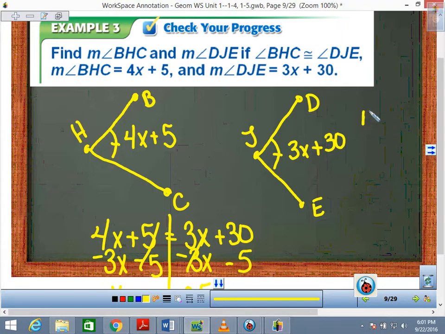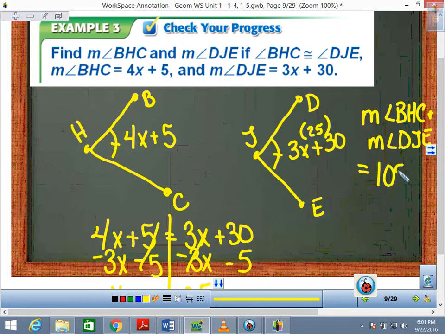So we can say that the measure of angle BHC and the measure of angle DJE equals, we're going to put 25 back in here, so it would be 75 plus 30, so it would be 105 degrees. And they both equal it because they're congruent angles.